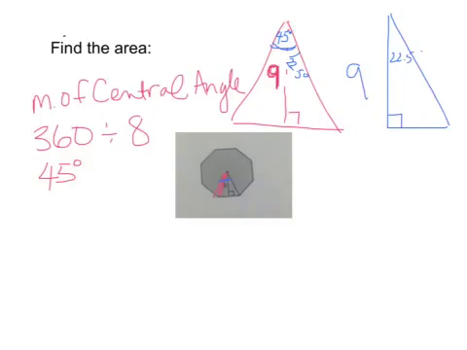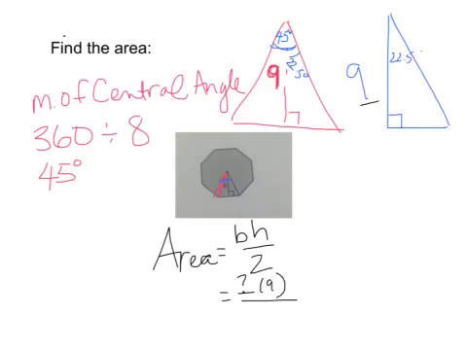So my area is going to be base times height over 2. Now the problem is I only know my height. So right now I don't know my base, but I know my height is 9. To find my base, which you can consider this piece your base, or the whole thing your base, but regardless, I'm going to find this side right here to help me find my base.